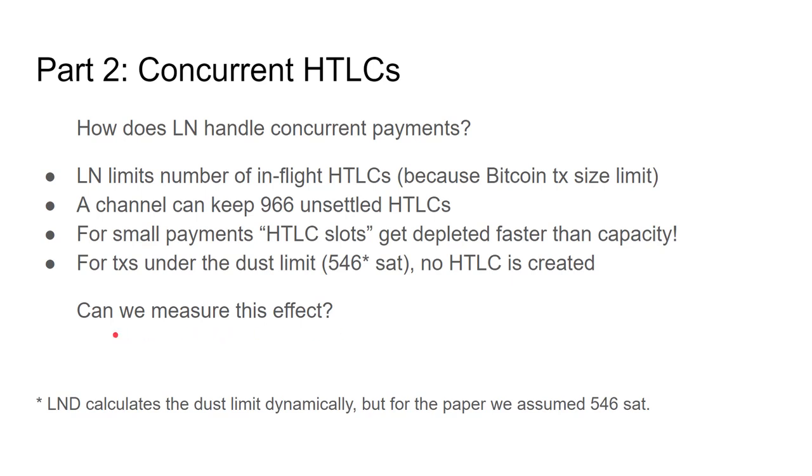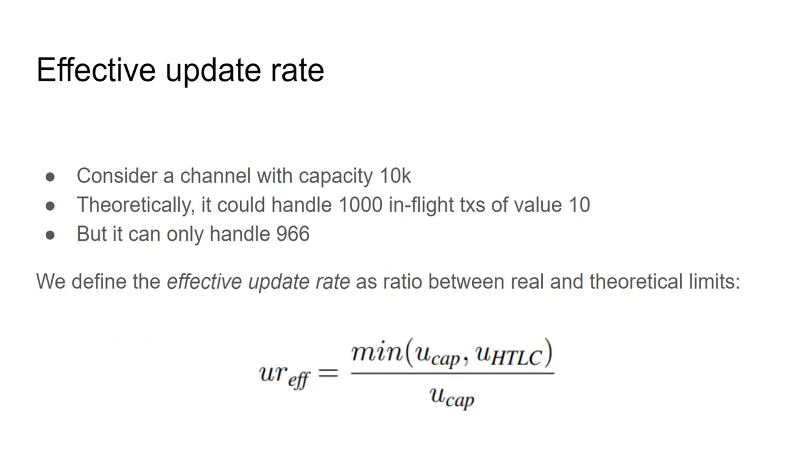We tried to measure this effect and the evolution of this effect over time. Our most important metric that we define in the paper is the effective update rate of the channel. And here is an illustrative example to better understand what this means. If you consider a channel with a capacity of 10,000 satoshis, then theoretically it could handle 1,000 in-flight transactions of value 10. But in fact, due to the specification and implementations, it won't be allowed to handle more than 966 transactions, which means that some capacity will go underutilized.